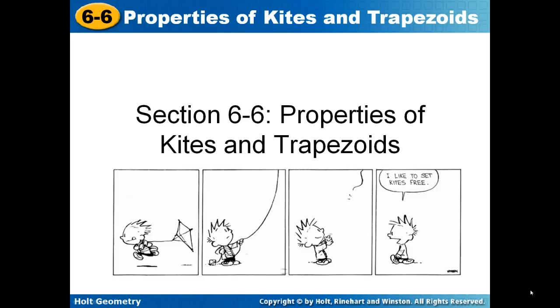Tonight we're going to talk about Section 6.6, Properties of Kites and Trapezoids. So we have two different shapes we're going to talk about here. We'll start off with the kites, move on to trapezoids, which is going to end up being the bulk of what we talk about. So there's lots to do with trapezoids.